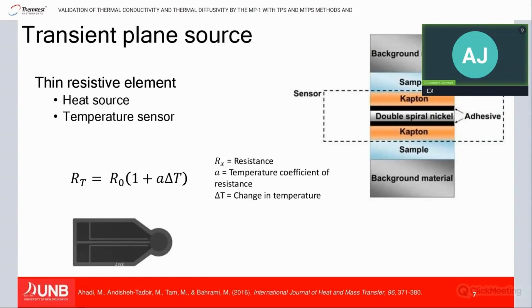The important thing, the entire way that this works, is that we have a thin resistive element, basically just a wire like in a toaster that you apply a current to. That nickel spiral acts as both the heat source and the temperature sensor, by measuring the resistance of that spiral through 4 contacts at the bottom of the sensor. As we know the temperature coefficient of resistance of the nickel, we can measure the resistance with time, which is R sub T, and with that find the change in temperature. Knowing the change in temperature over time, we can then find the actual temperature change of the material and its thermal properties.